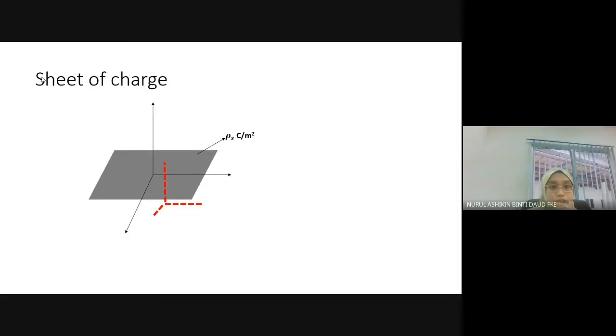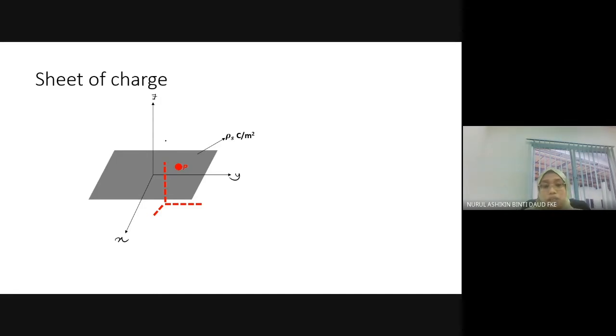Alright, so now let's look at point number 3, which is a sheet of charge. Let's discuss a sheet of charge. So now we have a sheet here, which lies on the XY plane, where z equals 0. So it lies on the XY plane and is independent of the Z axis. What you need to do is determine D at this particular point P.